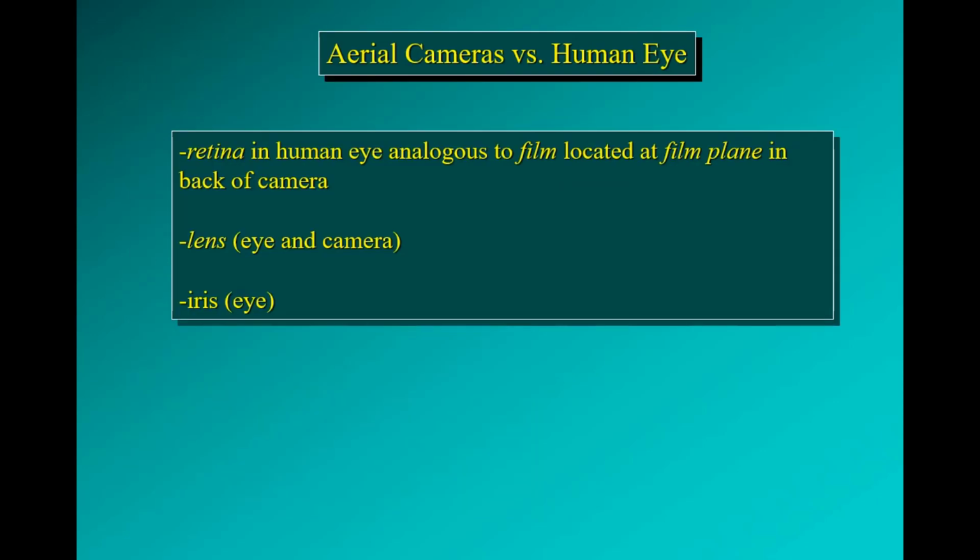So to summarize the comparison between cameras and the human eye, we have the light-sensitive retina in the human eye that is analogous to the light-sensitive film that is located at the film plane, located at the back of the camera. Both the human eye and the camera system have a lens, and the function of that lens is to focus reflected light onto the retina or onto the film plane. We also have the iris that exists within the eye, and that controls the amount of light that is used to reach or illuminate the retina. And also we have an eyelid, and that acts as a shutter, which is what a camera system would have.